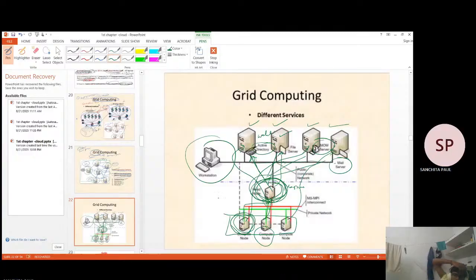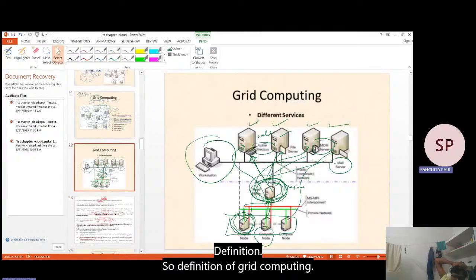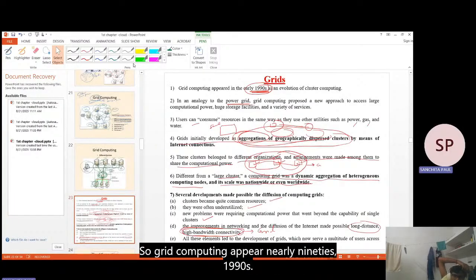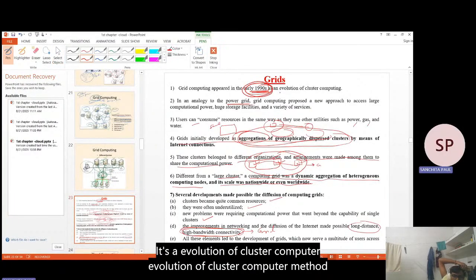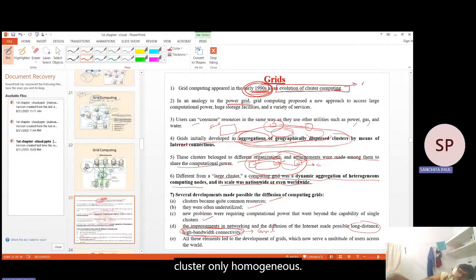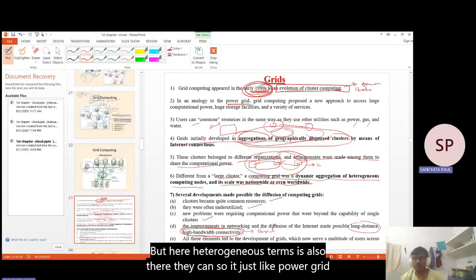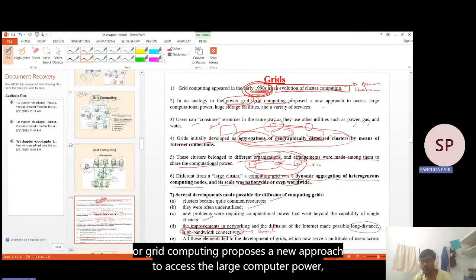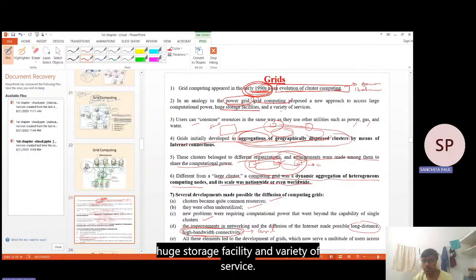Okay, अब आते हैं definition. तो definition of grid computing. So grid computing appeared nearly in the 1990s. It's the evolution of the cluster computer. It is the evolution of cluster computer, मतलब cluster is only homogeneous, but here heterogeneous is also there. ठीक है, so it's just like a power grid. Grid computing proposes a new approach to access large computing power, huge storage facility and a variety of services.